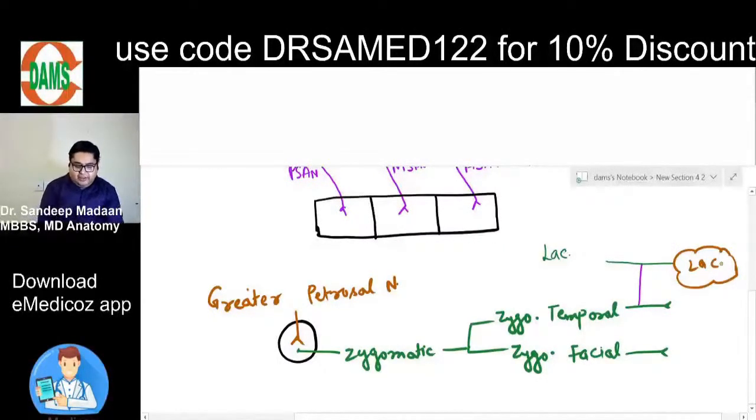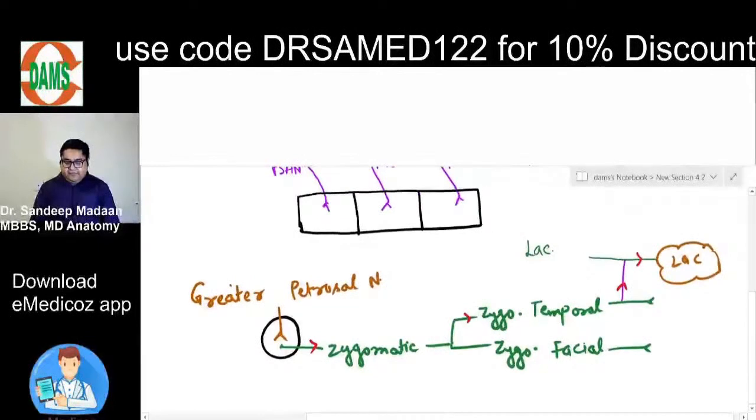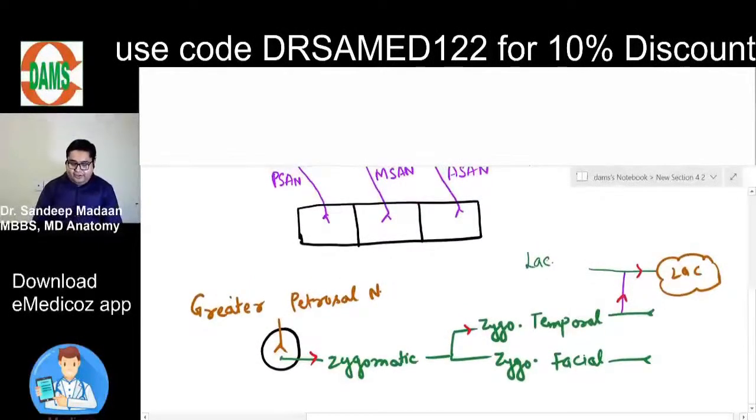So our pathway for the postganglionic fibers is this. We have the zygomatic nerve, and we have the zygomaticotemporal. From the zygomaticotemporal, this will be the pathway, and this is how it reaches the lacrimal nerve and the lacrimal gland. Fine. Is it clear? Have you understood?